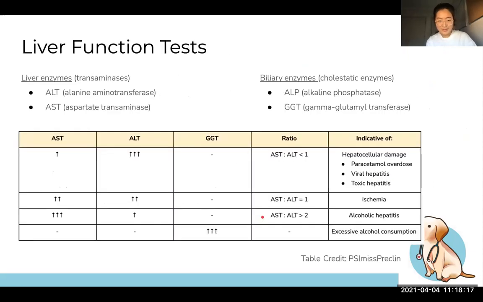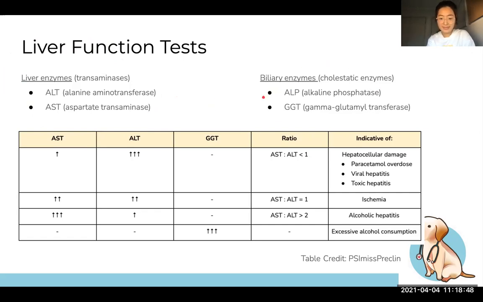Okay, now talking about the liver enzymes. In terms of liver enzymes, we've got 4 that we may basically look at. For your liver enzymes, it's your ALT and AST. Biliary, it's your ALP and GGT. If you have a large increase in ALT and AST, but not a lot of change in your ALP and GGT, that generally is indicative of an intrahepatic issue. So either some kind of liver cirrhosis, alcoholic hepatitis, that kind of thing.